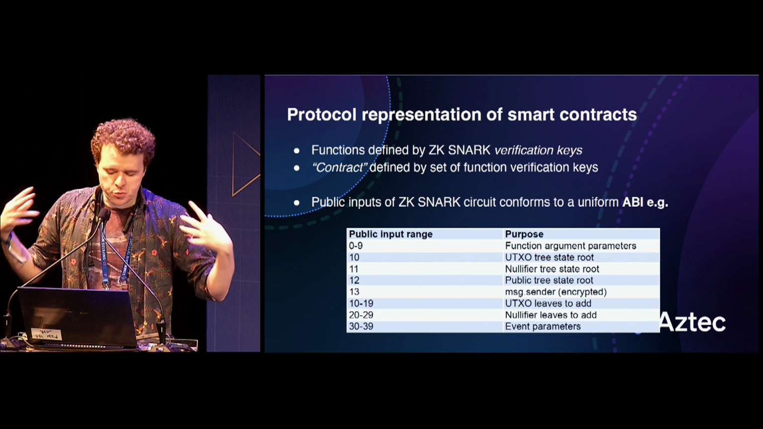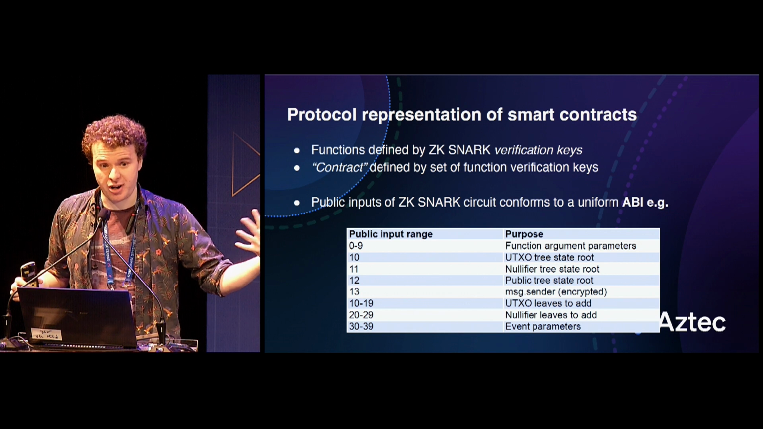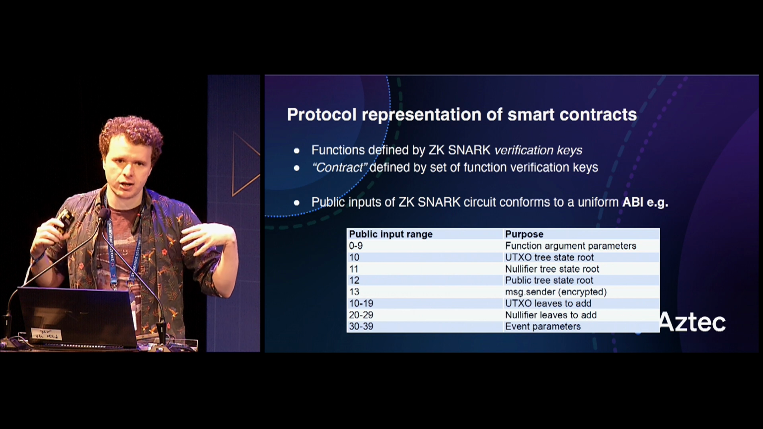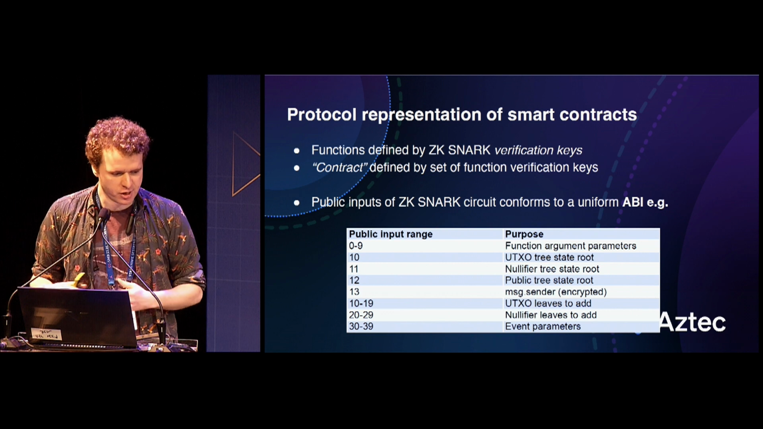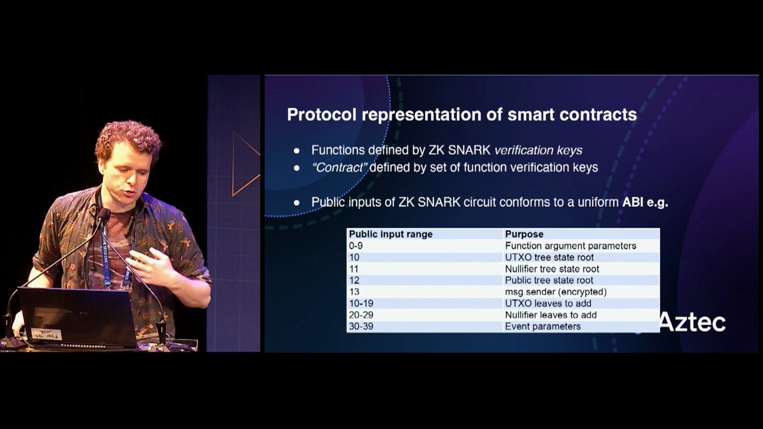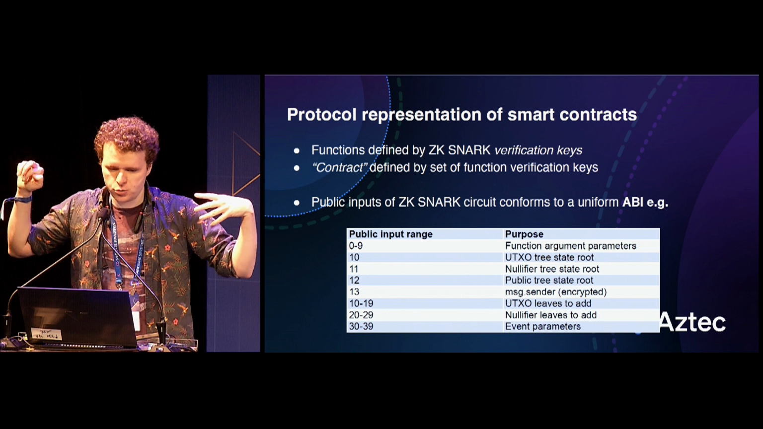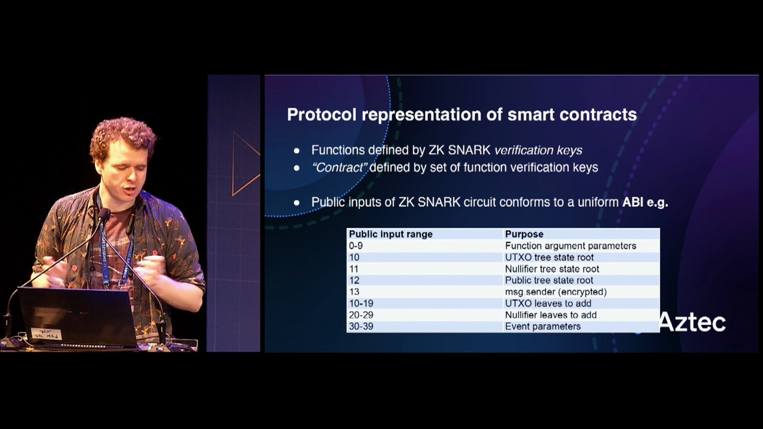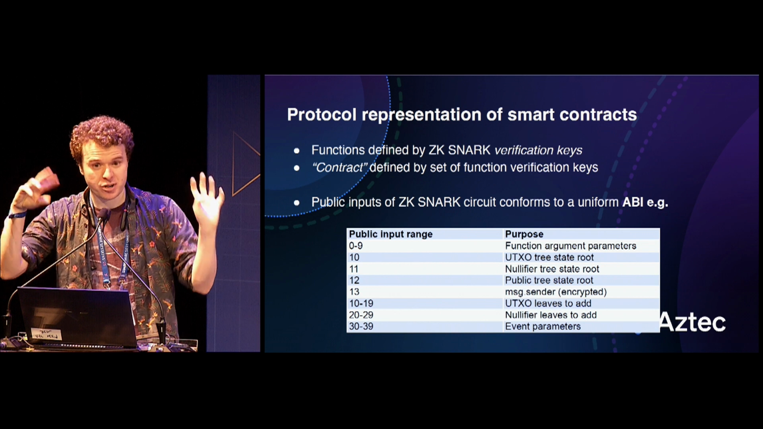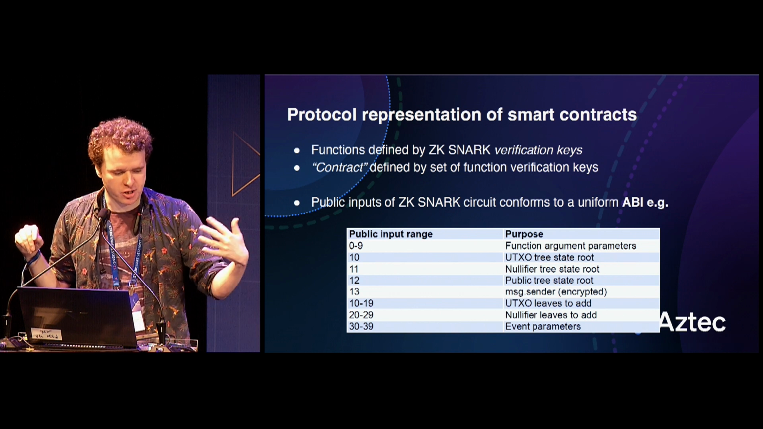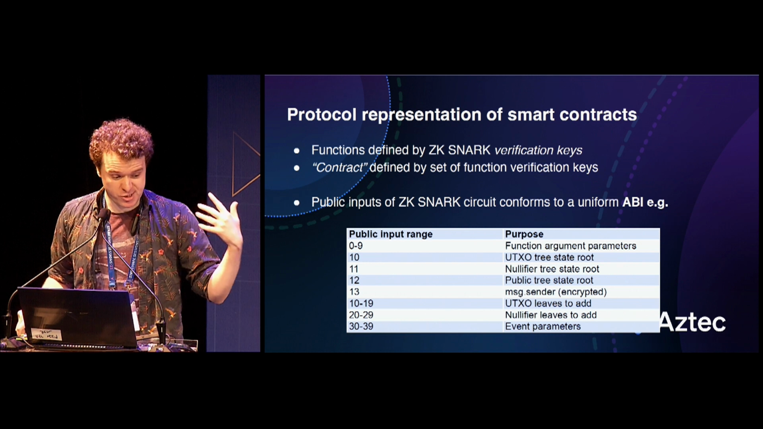How this would work in practice, something we've been working with, is we want to try and do this in a somewhat platform agnostic way. We have a programming language called Noir, which turns programs into ZK snark circuits. And so we're thinking, how do we turn this from a programming language into a smart contract programming language? How do we add those heuristics or semantics? One way of doing it is you define a uniform ABI for how your snark circuit's public inputs are going to be interpreted. This is just an example: you could say the first 10 public inputs are going to be the argument parameters to your function. Some of the other public inputs will be interpreted as the state root of the UTXO tree, the nullifier set, etc. Maybe an encrypted representation of the message sender.